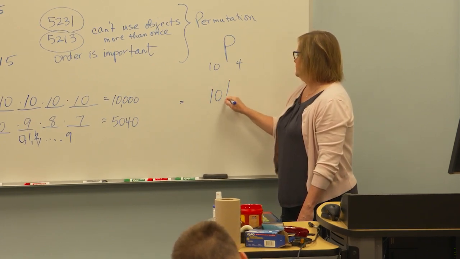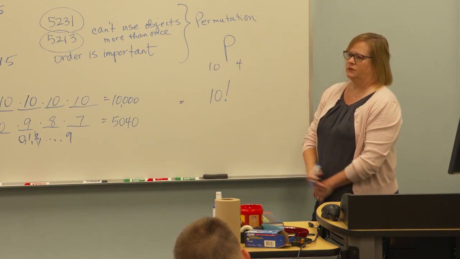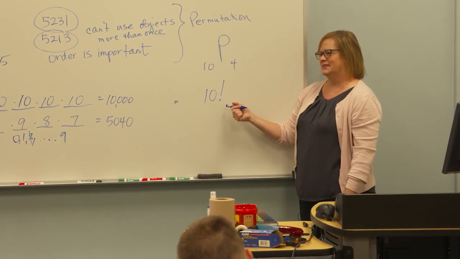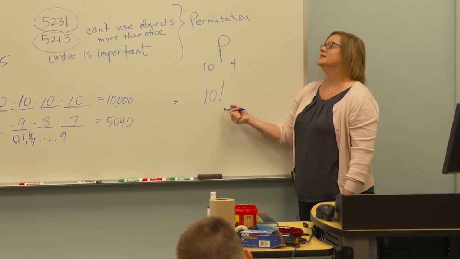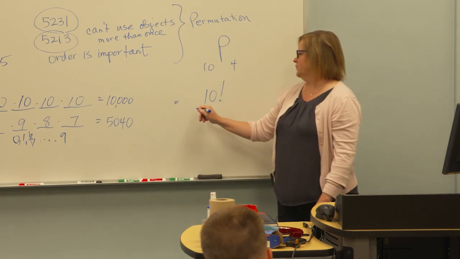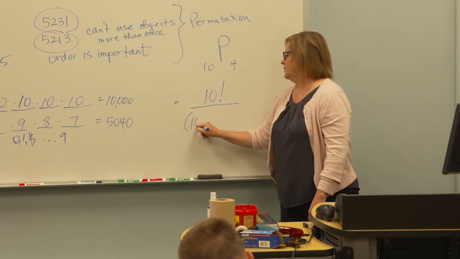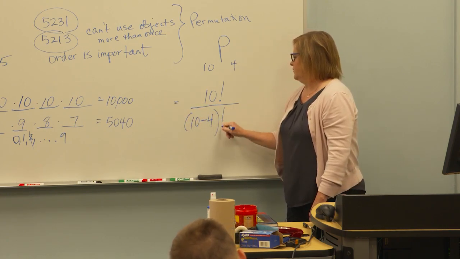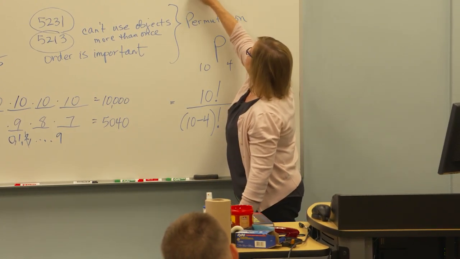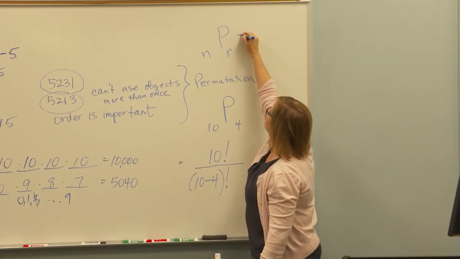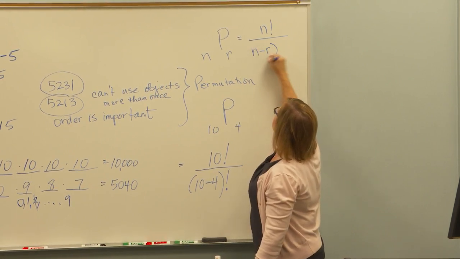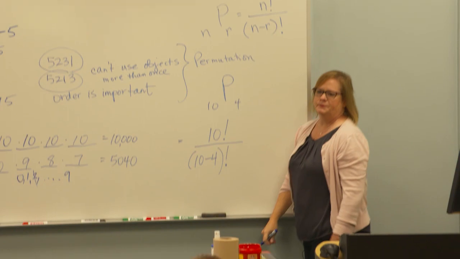Do you know what that means? Have you seen that math symbol before? Yeah, it's factorial. Have you heard of that? Yeah, 10 factorial over 10 minus 4 factorial. So the formula, just in general, is permutation n choose r, n factorial over n minus r factorial, yeah.